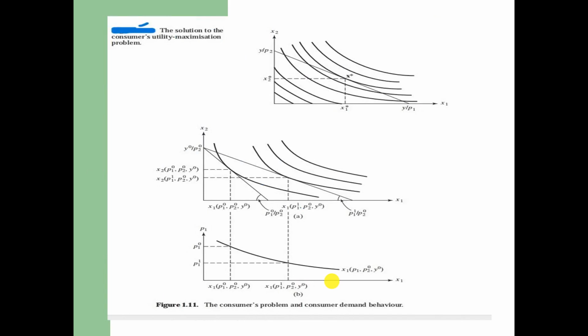So this is the solution to the consumer's utility maximization problem. We have two goods X1 and X2. This is the budget line. The horizontal intercept is equal to Y divided by P1, whereas the vertical intercept is equal to Y divided by P2. These are the various indifference curves, that is the indifference map, and this is the solution where the marginal rate of substitution of X1 for X2 is equal to the slope of the indifference curve. So X1 star and X2 star are the solution.